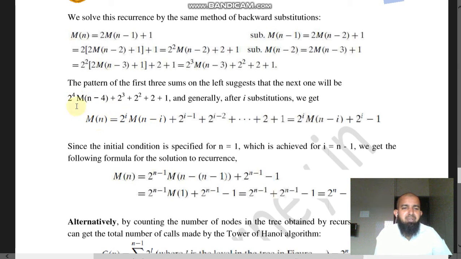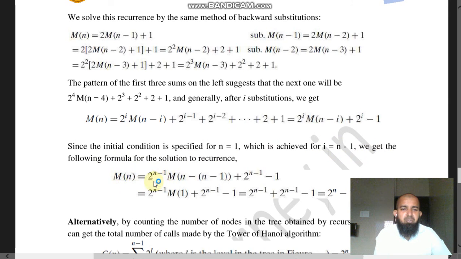For example, if it is 2 to the power of 5 or 2 to the power of 6, like this. The power of i may be anything: 6, 7, 10, anything. M of n minus i plus 2 to the power of i minus 1 plus 2 to the power of i minus 2 plus ... plus 2 plus 1. So in general, 2 to the power of i M of n minus i plus 2 to the power of i minus 1. Since the initial condition is specified for n equal to 1, which is achieved for i equal to n minus 1, we get the following formula for the solution to the recurrence.